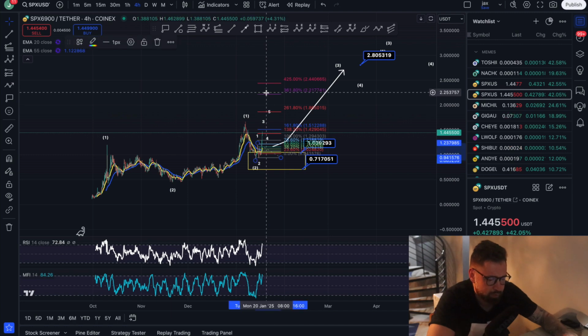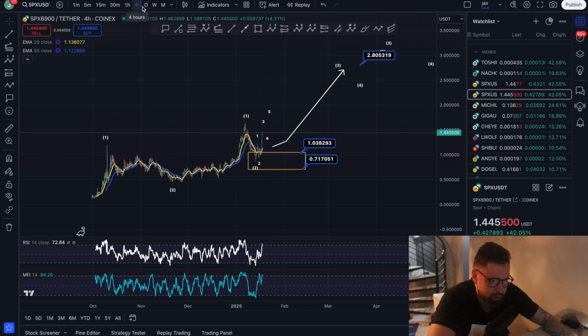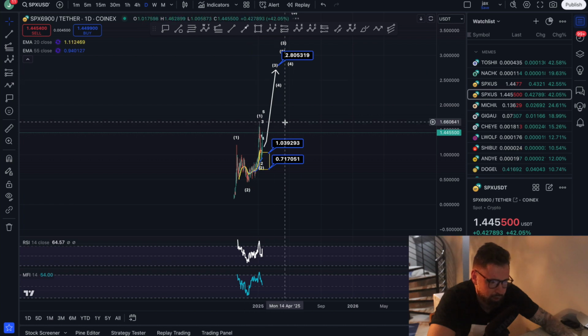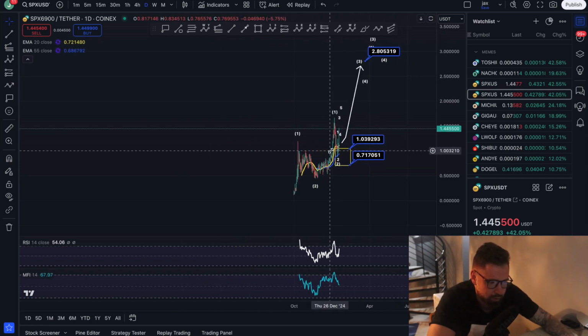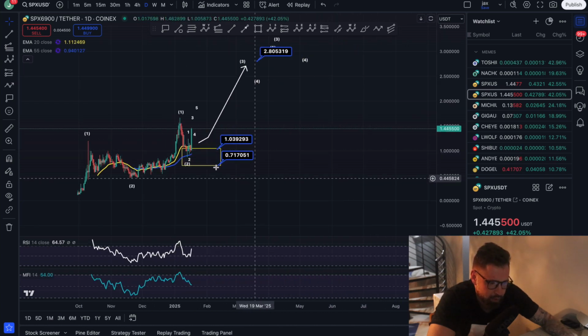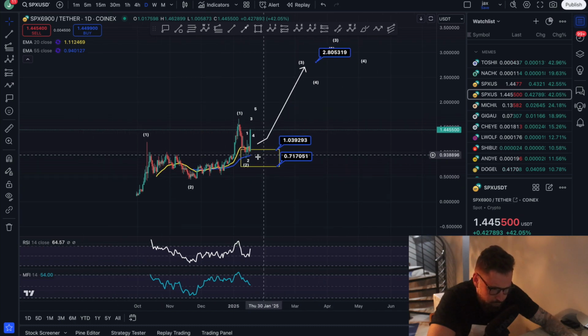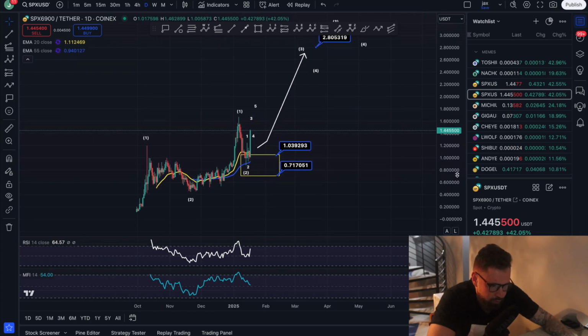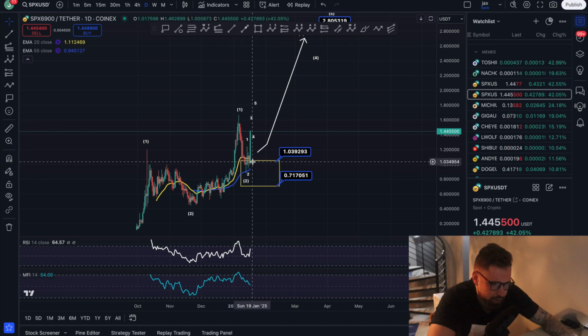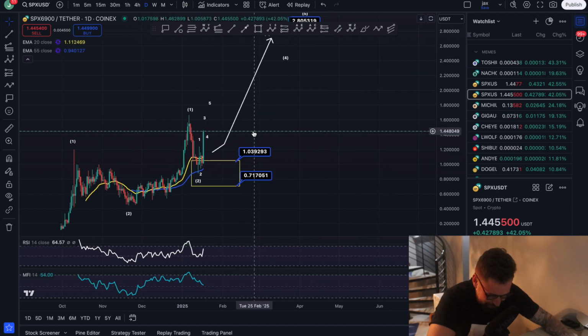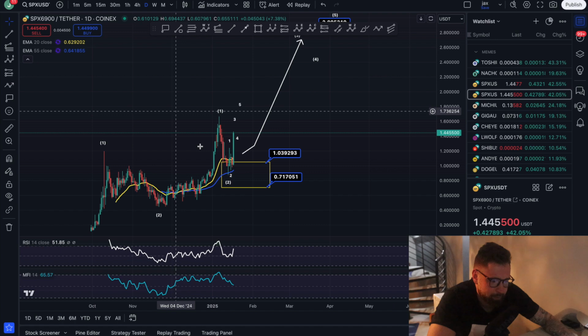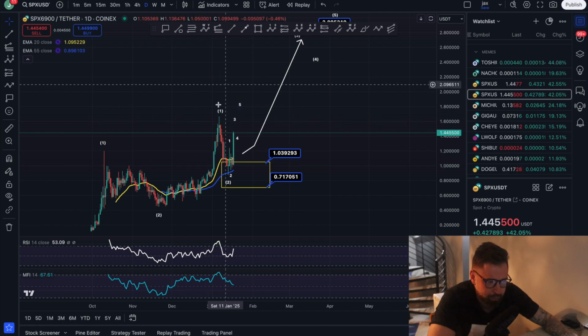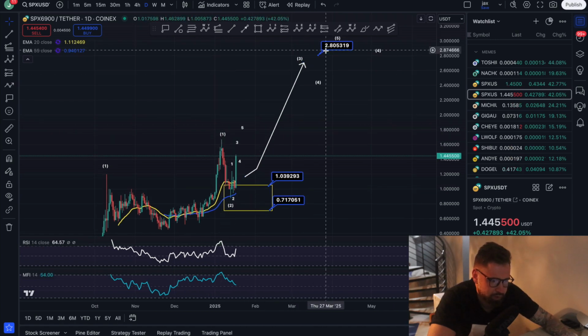Let me just quickly remove this fib, and we'll go to the daily chart. Just see what the EMAs are doing on the daily. Yeah, so we came back, we retested the 55. We've already printed the bullish cross, and just look at that daily candle. Absolutely beautiful. So we should see continuation up towards $2.80.